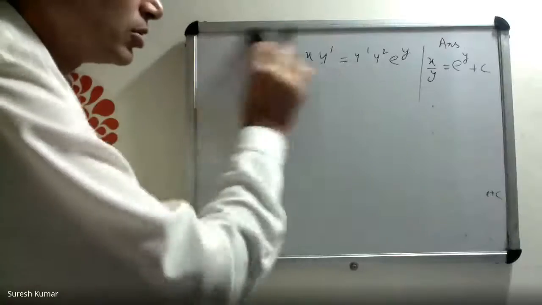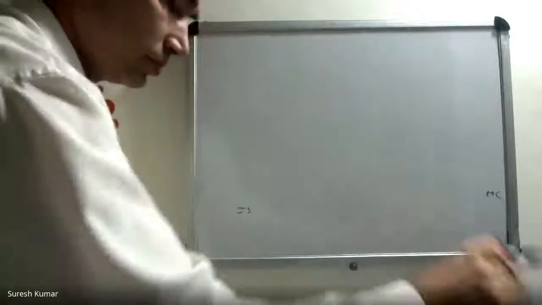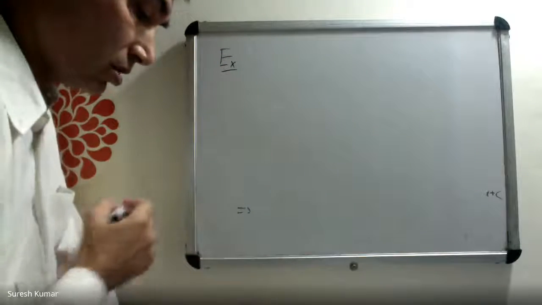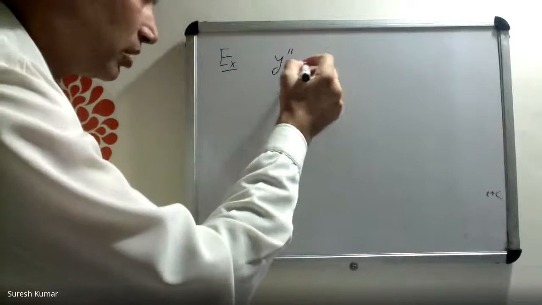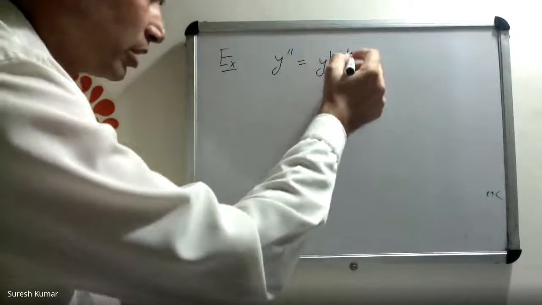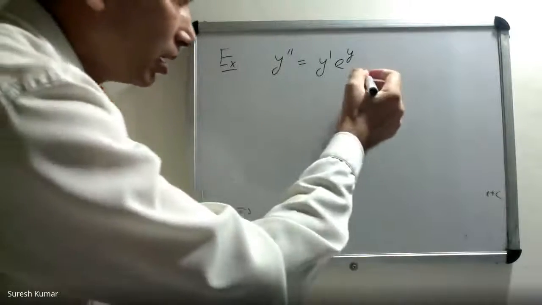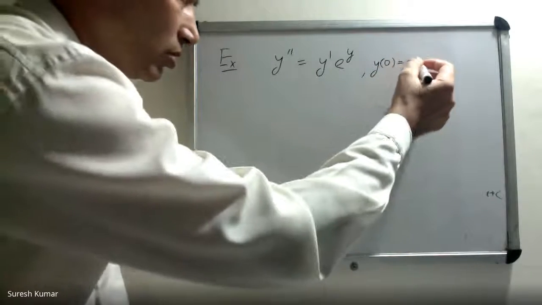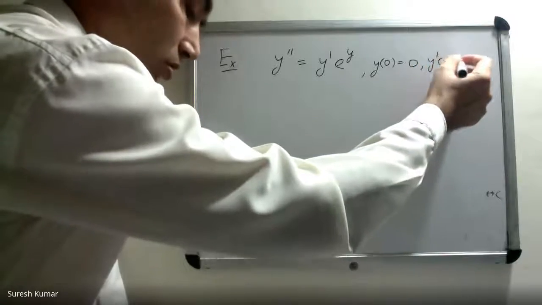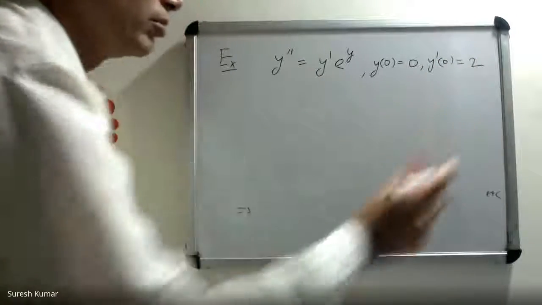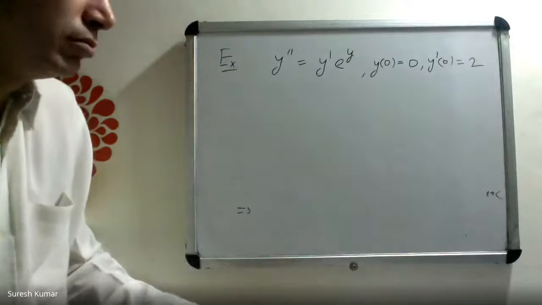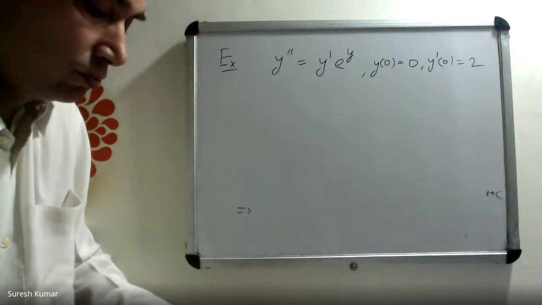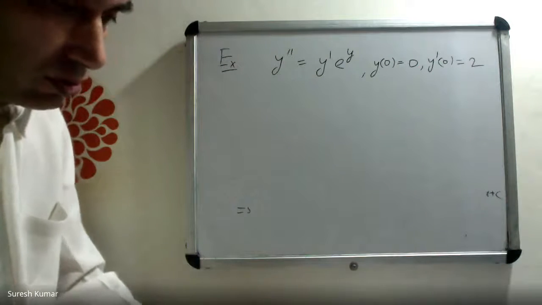Yes, sir. All right, so let's see one more problem that I would like you to solve. It's y double prime equal to y prime e power y, along with two conditions, y(0) equal to 0 and y prime(0) equal to 2. Can you solve it yourself?